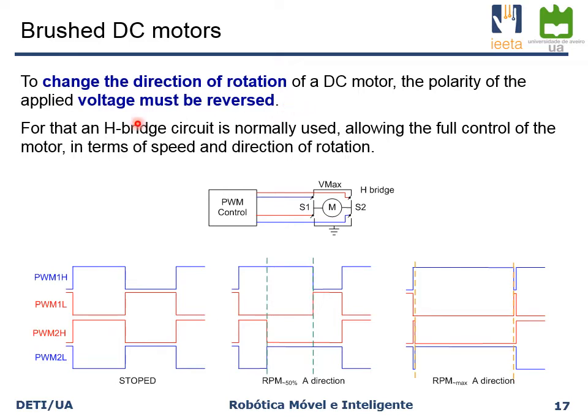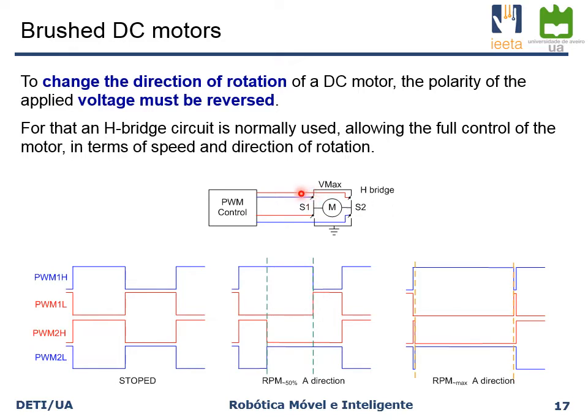The normal solution is based on what we call the H-bridge circuit, which is simply designed in this picture here, and this will allow the full control of the motor, both in terms of speed and direction of rotation. Basically, the idea here, as you can see, there is not a single switch. These are, of course, electronic switches based on transistors, but we have 4 switches, and the motor is connected between point S1 and S2. So the concept is not very complicated.